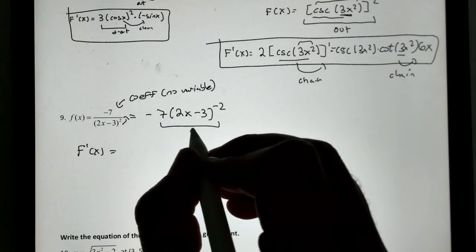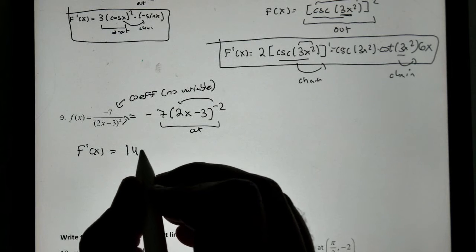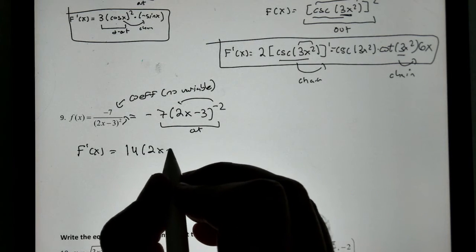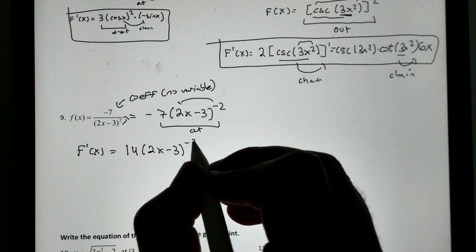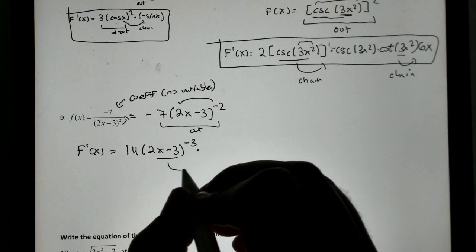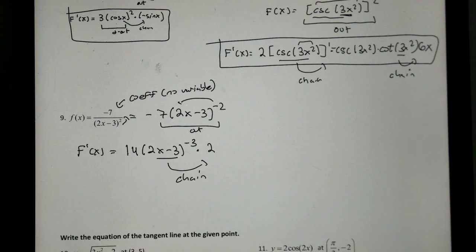My outside, if I bring down that negative 2, we're going to get 14, negative 2 times negative 7. The inside, remember, stays the same. But when we subtract from our power, we should get a negative 3. Be careful. Multiply that. Don't forget your chain. Multiply that by the derivative of the inside, which is just 2.